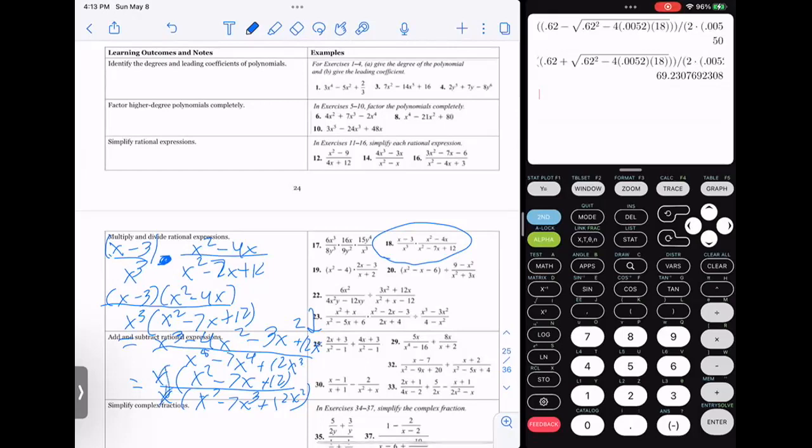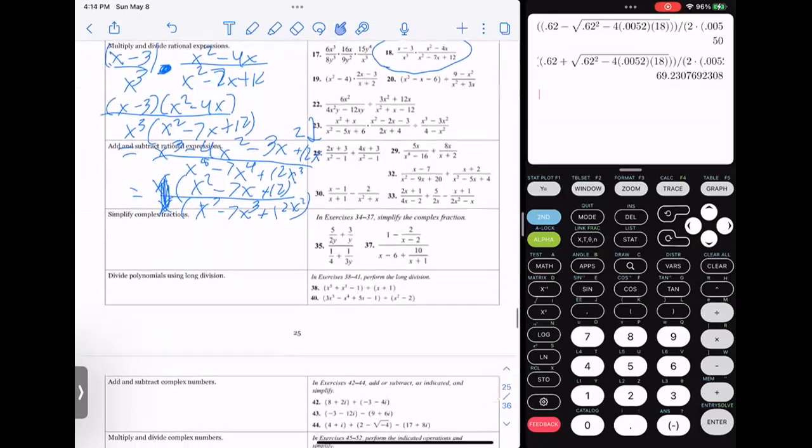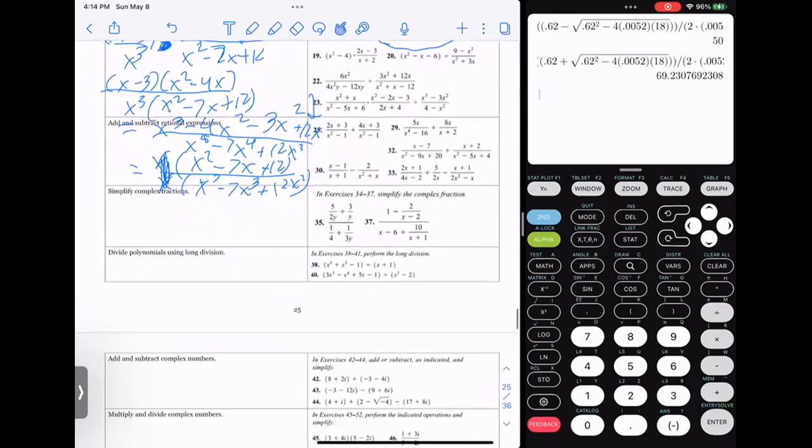The x's cancel out, so you're just left with that part, and that should be your final answer for number 18. Any questions on this or any previous pages? It'll be on the STEM Center website.